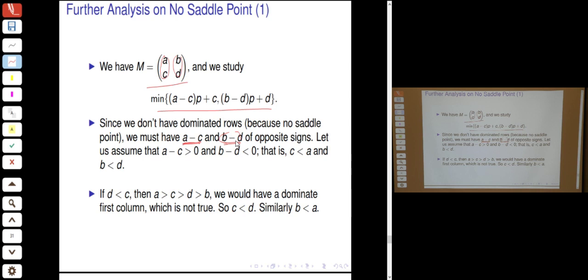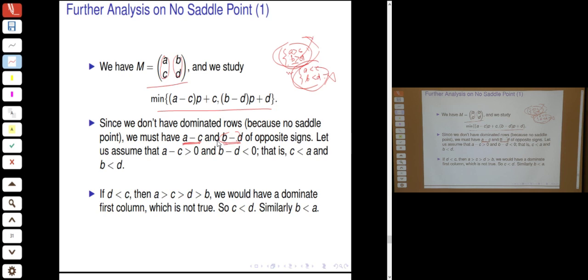And there is no dominated row implies that it cannot be simultaneously true that A bigger than C and B bigger than D, or A smaller than C and B smaller than D. These inequalities going in the same direction cannot be true together, right? So translated in terms of A minus C and B minus D, this simply means that A minus C and B minus D cannot be of the same sign. So they have to be of opposite signs.